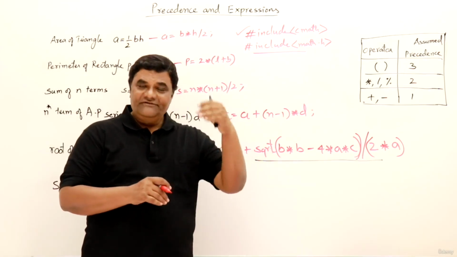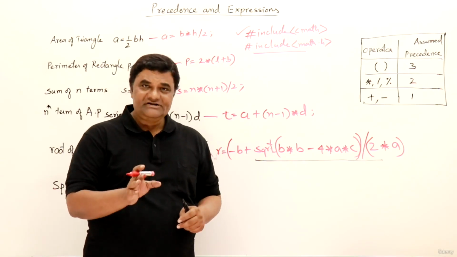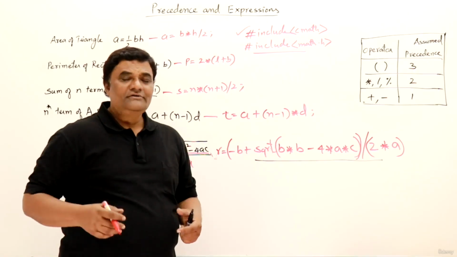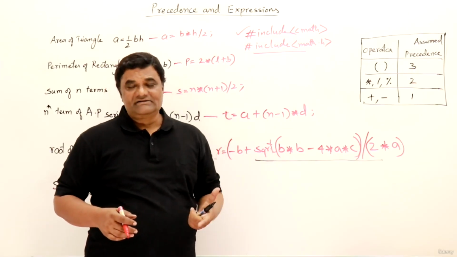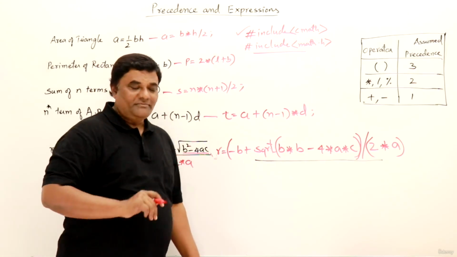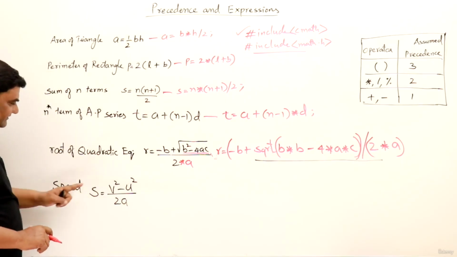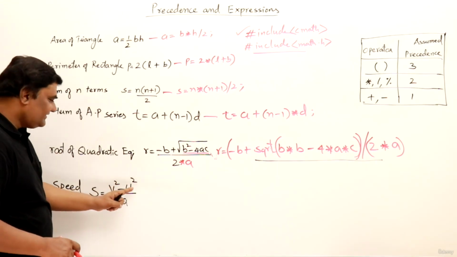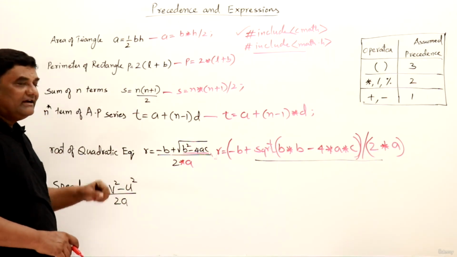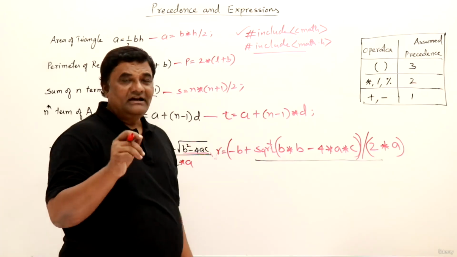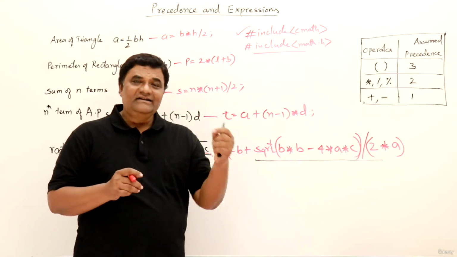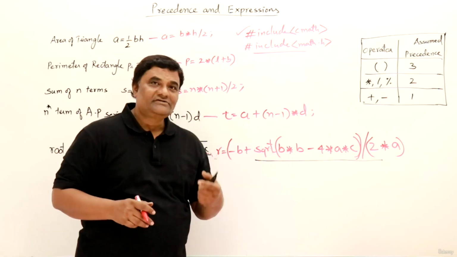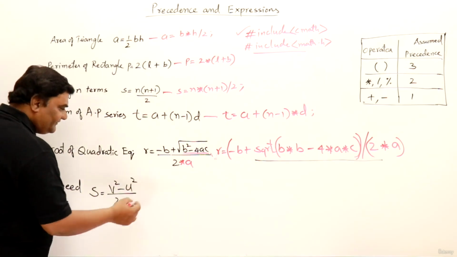Now we have done enough examples to understand how to write expressions. The same expressions we will use in the programs, right? In the following videos, you will find the program for each of these formulas. Then one last formula, this one, that is speed. Initial speed can be calculated as final velocity square minus initial velocity square by 2 into acceleration. Here v square and u square are used. So I can write v into v or u into u. Otherwise I can use the power function. Both methods we will follow.